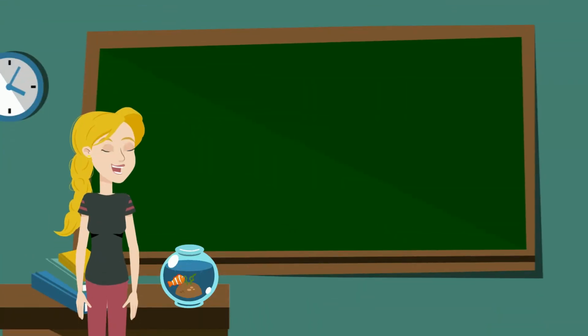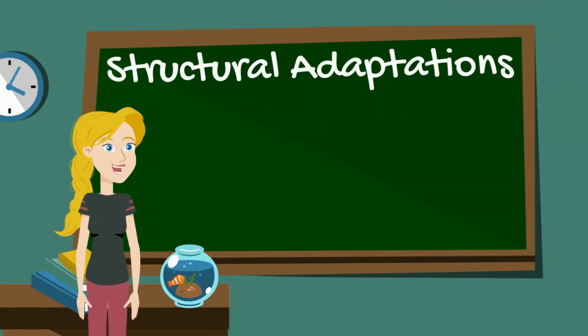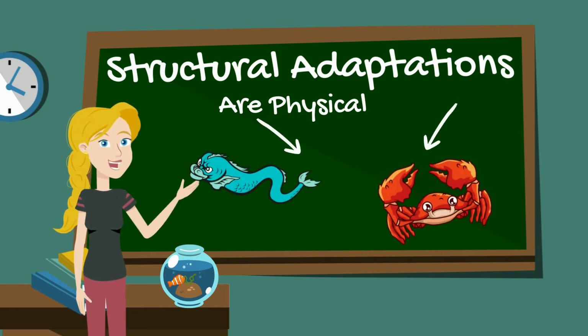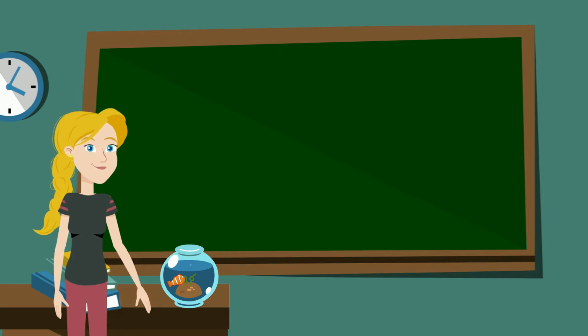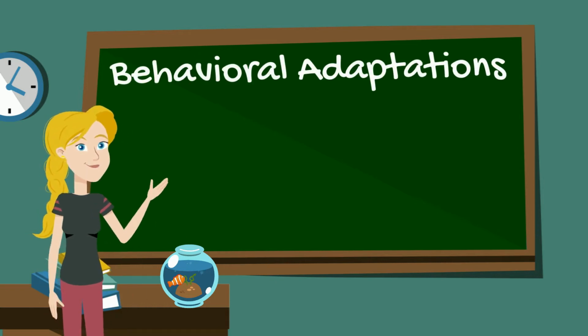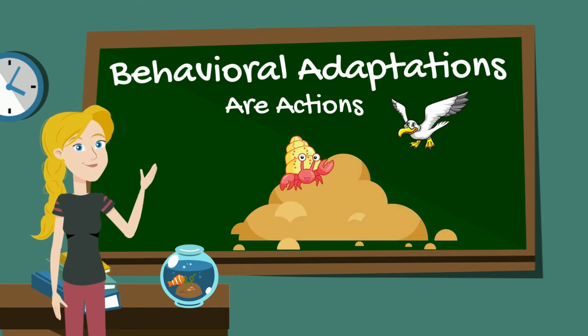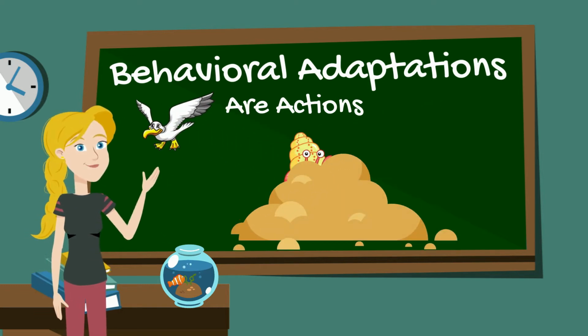A structural adaptation is some type of physical feature of the body, like a tail on the fish or the shell of a crab. A behavioral adaptation is something an animal does, how it acts, usually in response to some type of outside stimulus, like a hermit crab hiding in its shell.